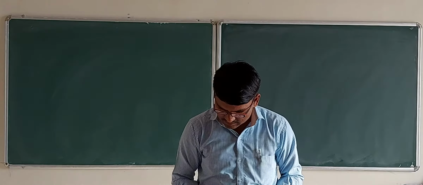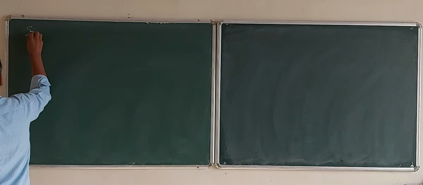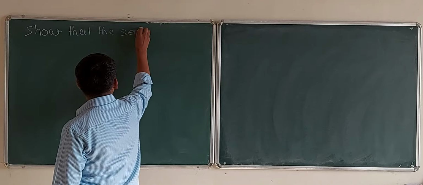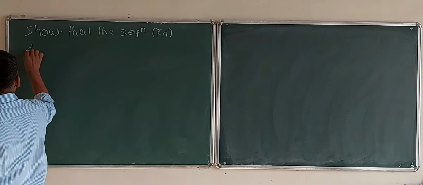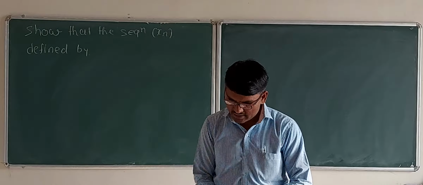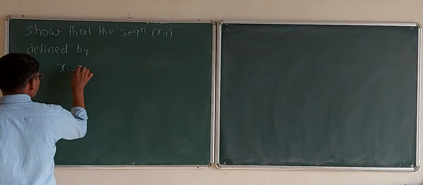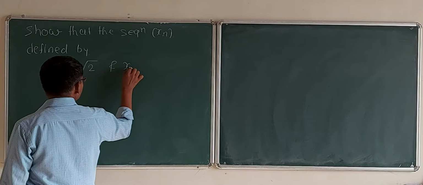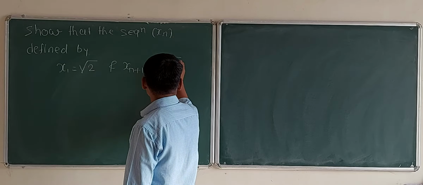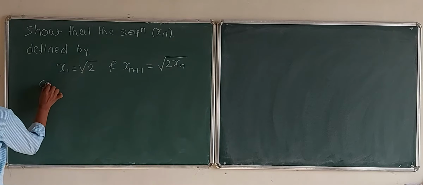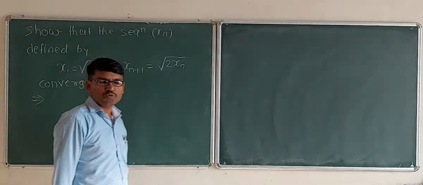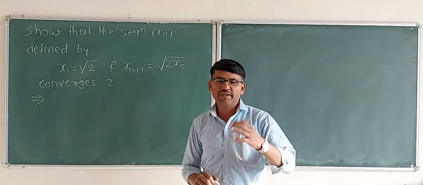For example, consider an example. Show that the sequence xn defined by x1 is equal to under root 2 and xn plus 1 is equal to under root 2 xn converges to 2. Such a type of example can be solved by using the previous two theorems.